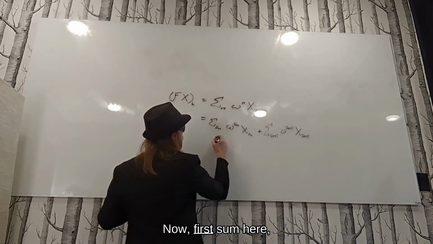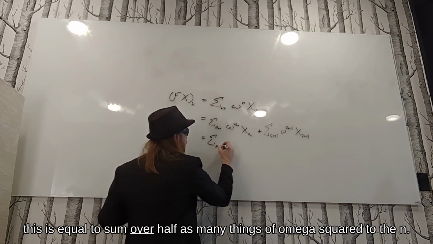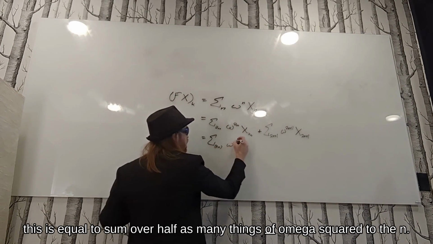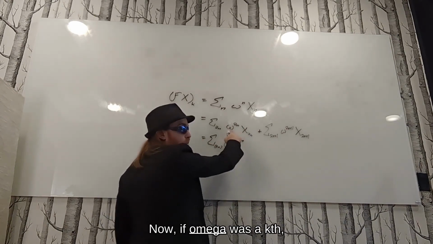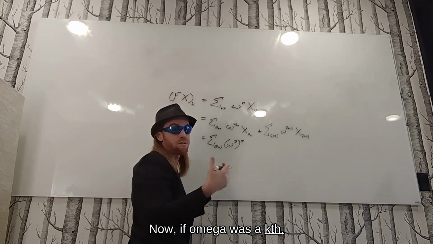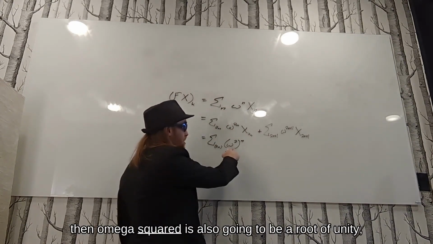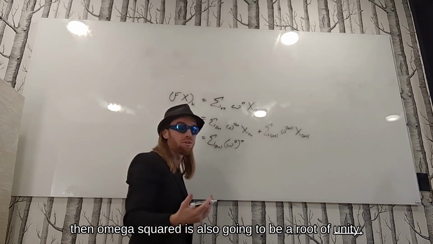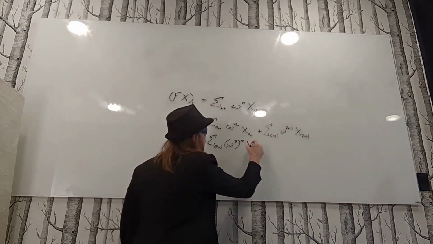Now, the first sum here is equal to a sum over half as many things of omega squared to the n. Now, if omega was an mth root of unity where m is even, then omega squared is also going to be a root of unity, but it's going to be an m over 2th root of unity.